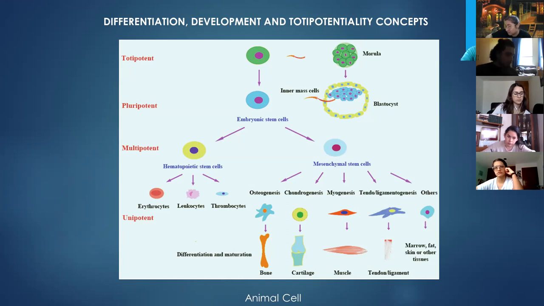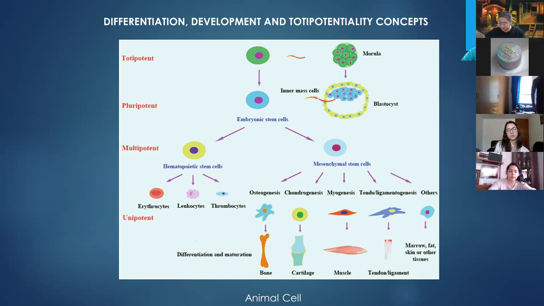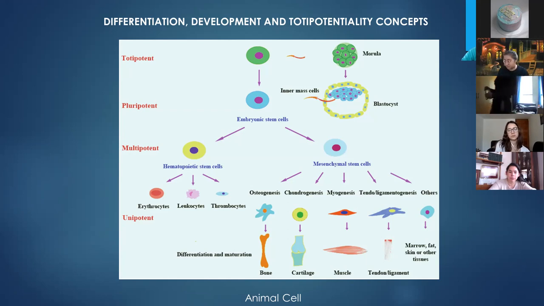Is that clear, Carla? Yes, teacher, more clear. Okay. Yes, we have two more hands out there. Yes, Emilia. I don't have clear the unipotent cell definition.